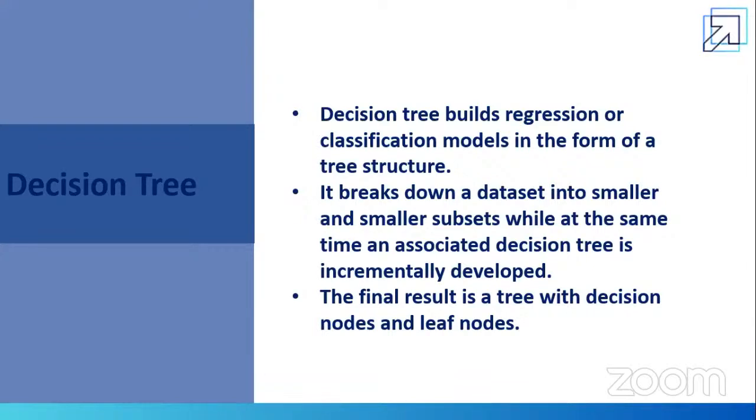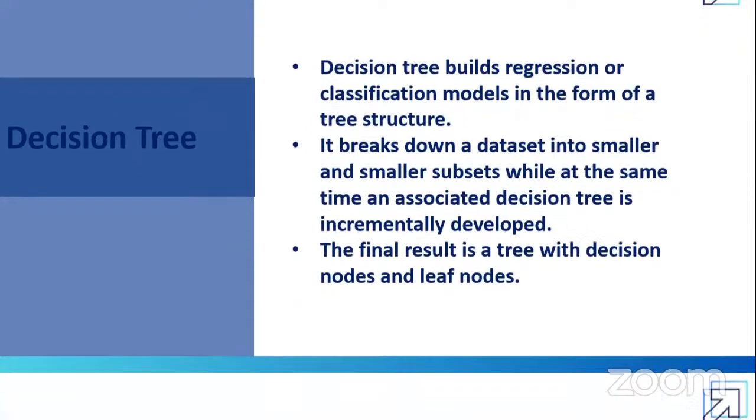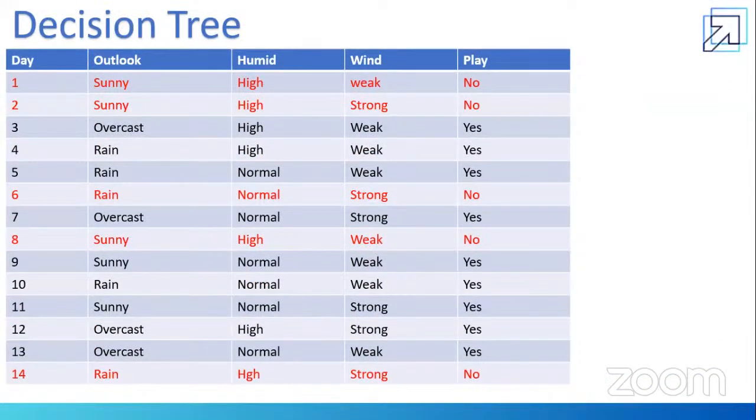The final result of the decision tree will be a tree structure with decision nodes and leaf nodes. Okay. So let us understand this with an example.